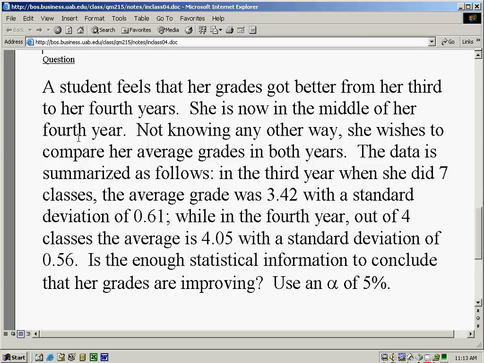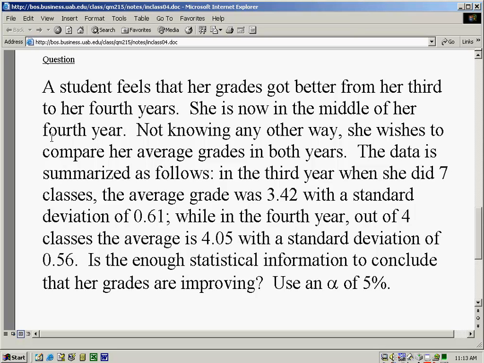Now let's do another small two-sample averages problem. A student feels that her grades got better from her third to her fourth years. She is now in the middle of her fourth year. Not knowing any other way, she wishes to compare average grades in both years. The data is summarized as follows.